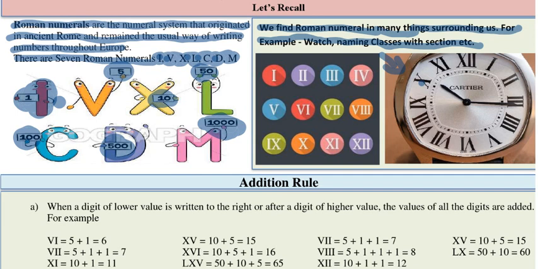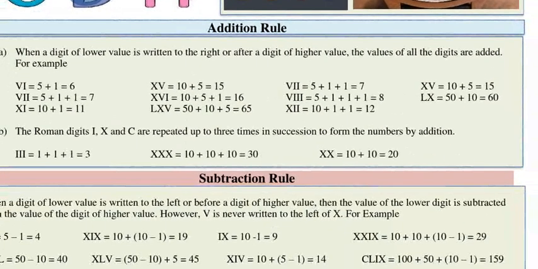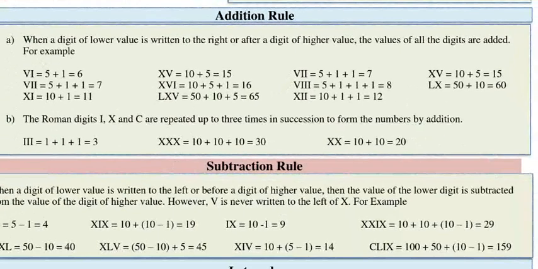So repeat with me: I is equal to 1, V is equal to 5, X is equal to 10, L is equal to 50, C is equal to 100, D is equal to 500 and M is equal to 1000. So these are the values of the alphabets used in Roman numerals. Now of course, if we have to make something, we have some rules for that.